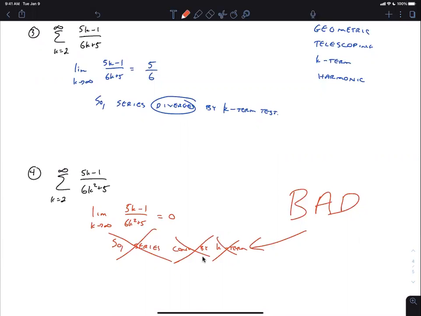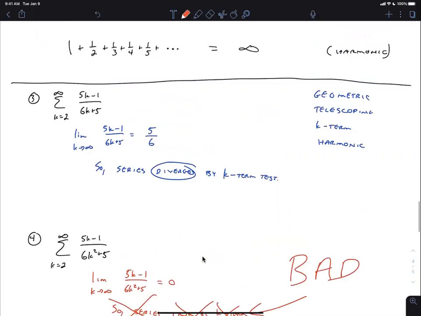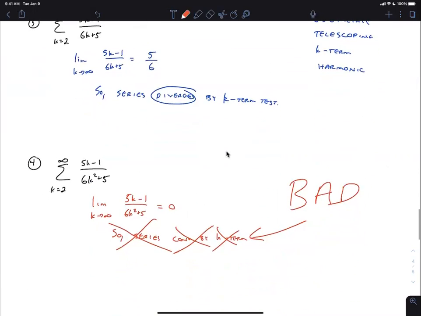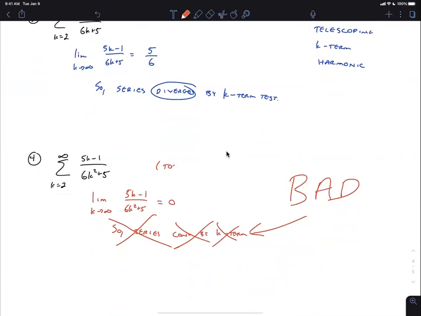Remember that if the limit of the sequence is 0, it could converge like this one does, but it could diverge like this one does. So we don't know. And so this one is too hard for now. We'll do it next week. It turns out this one diverges, but we don't know that from what we've said. Does that make sense?